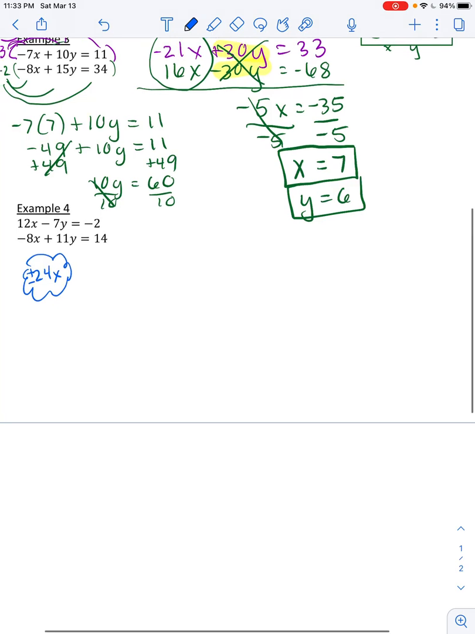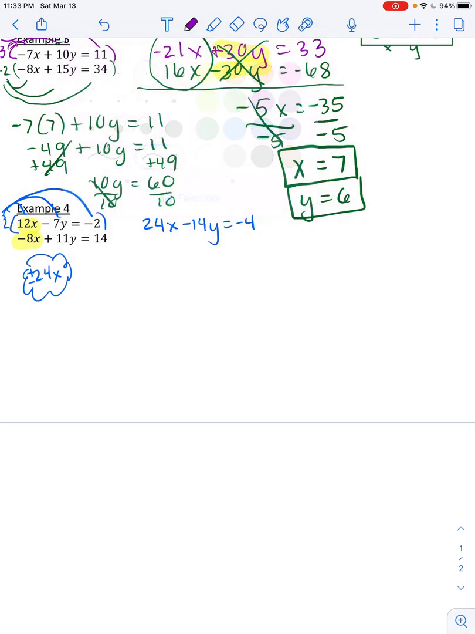So now, how do I do that? Well, in my problem, one's already positive and one's already negative, so I don't have to worry about that. To get a 24x out of the top, I'll need to multiply by 2, because then 2 times 12x gives me the 24x I'm trying to create. 2 times negative 7 and 2 times negative 2.